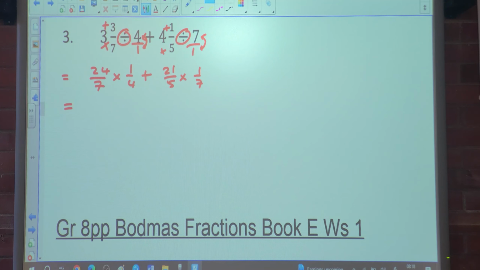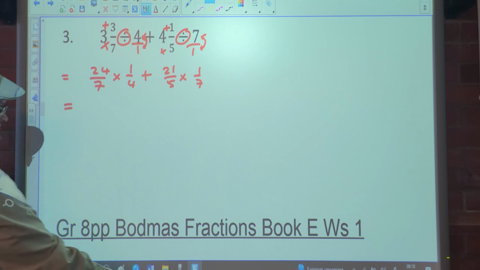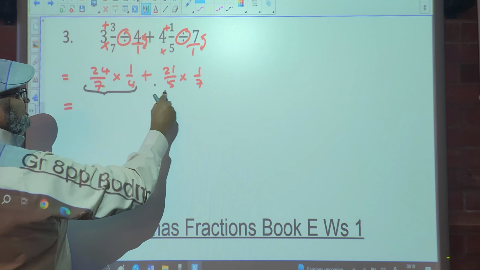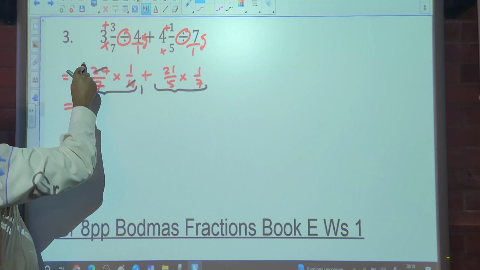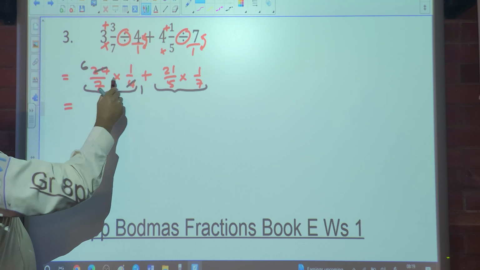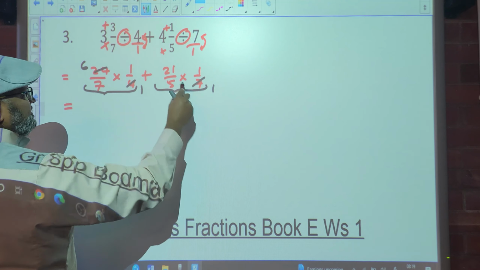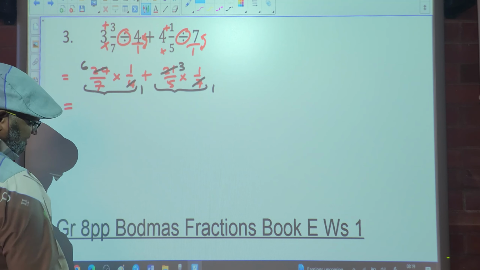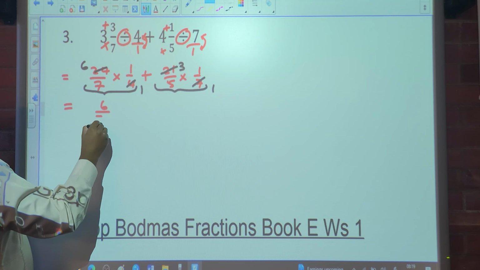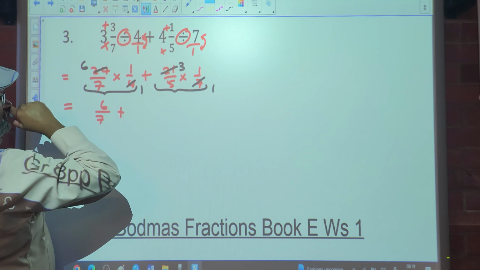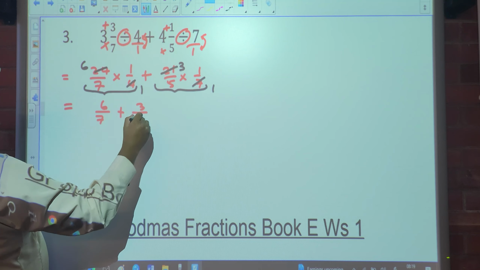What needs to be done now? Multiplication. 4 going into 4 once, 4 going into 24, 6 times. Nothing else can cancel. 7 going into 7 once, 7 going into 21, 3 times. Nothing else can cancel. 6 multiplied by 1 is 6, 7 multiplied by 1 is 7, plus 3 multiplied by 1 is 3, over 5 multiplied by 1 is 5.